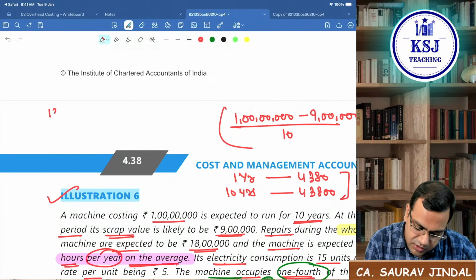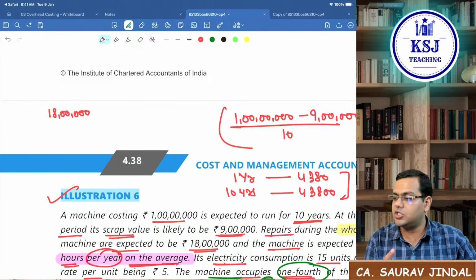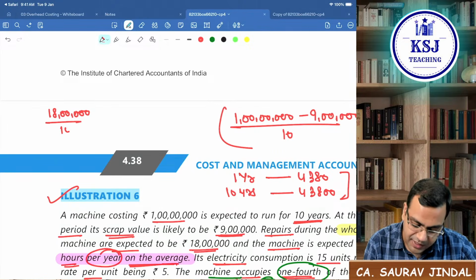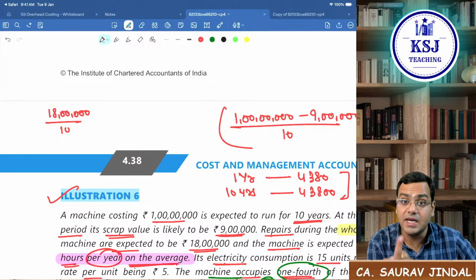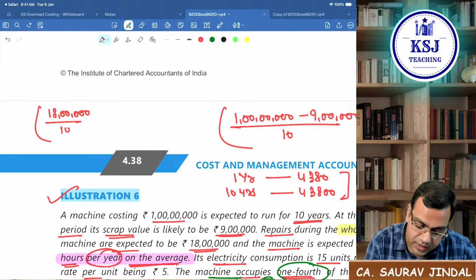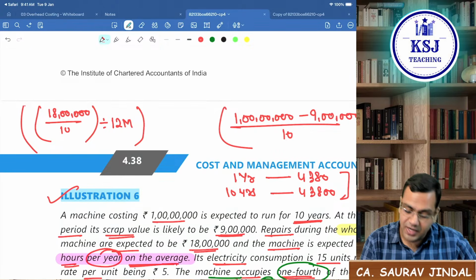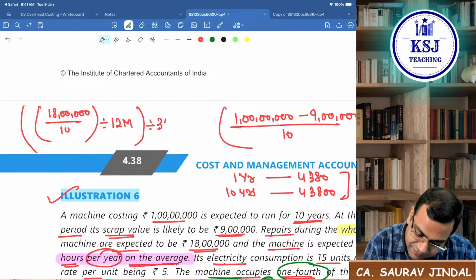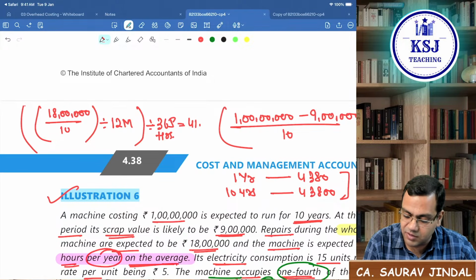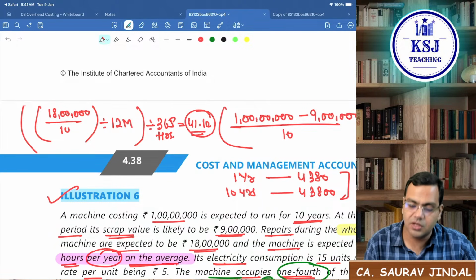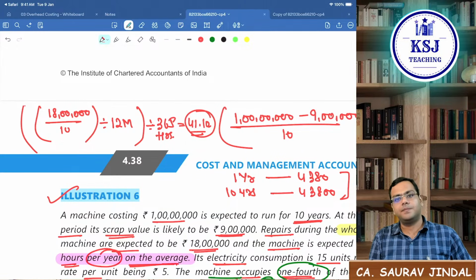18 lakh is the cost for the whole life of the machinery. What is the life of the machinery? The life of the machinery is 10 years. So divided by 10, what you will get? You will get the repairs cost for 1 year. But what we are looking at? We are looking at 1 month. So divided by 12 months, you will get the cost for 1 month. Then divided by 365 hours, that is effective machine hours, you will get 41.10. That is the cost per hour.